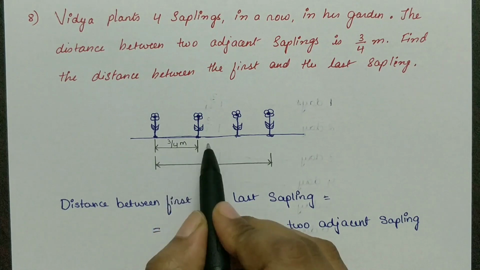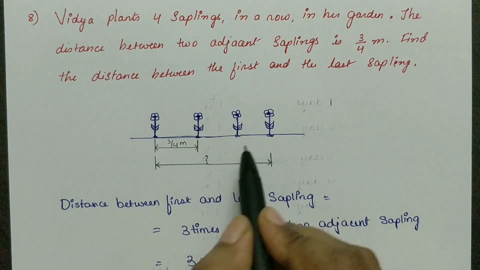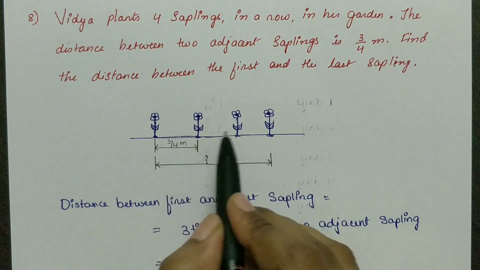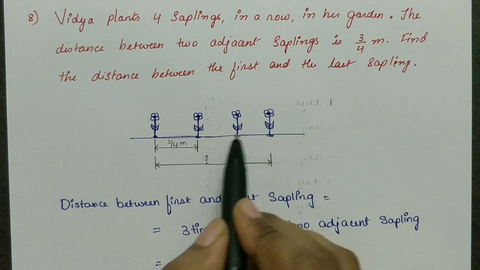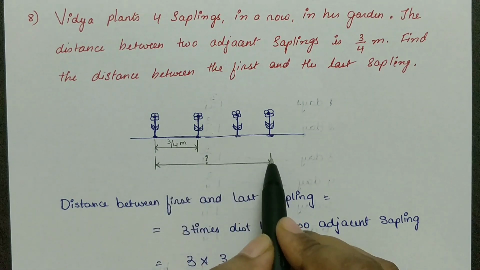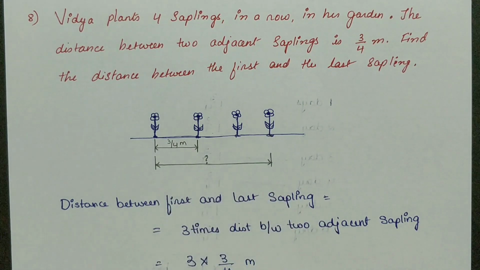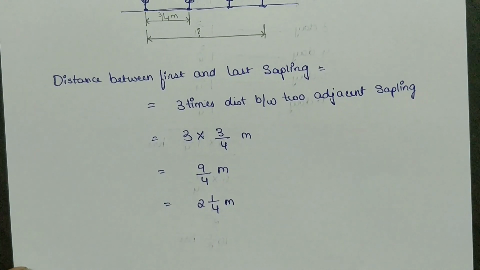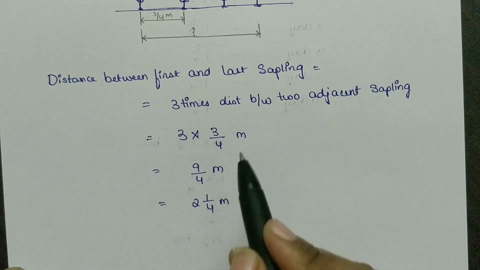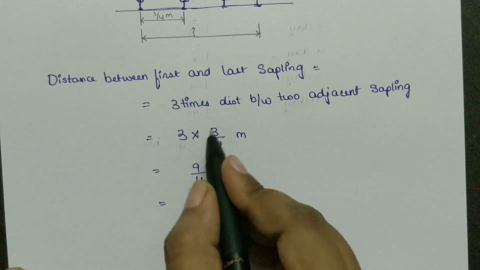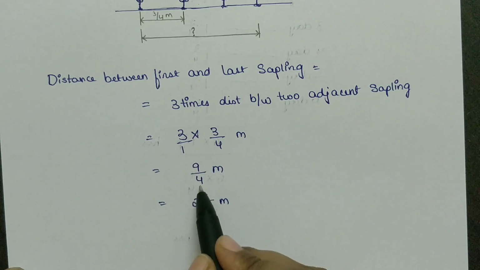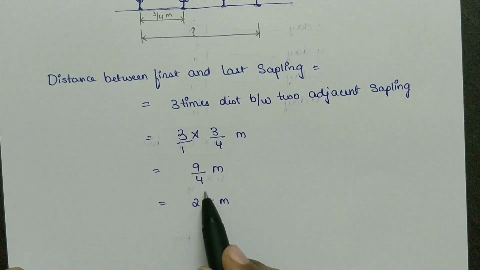Adding 3 by 4 plus 3 by 4 plus 3 by 4 will get the distance between them. Or else 1, 2, 3. 3 times 3 by 4 meter gives the distance between the first and last sapling. 3 times 3 by 4 equal to 3 into 3 9, 4 into 1 4, equal to 2 1 by 4 meter.